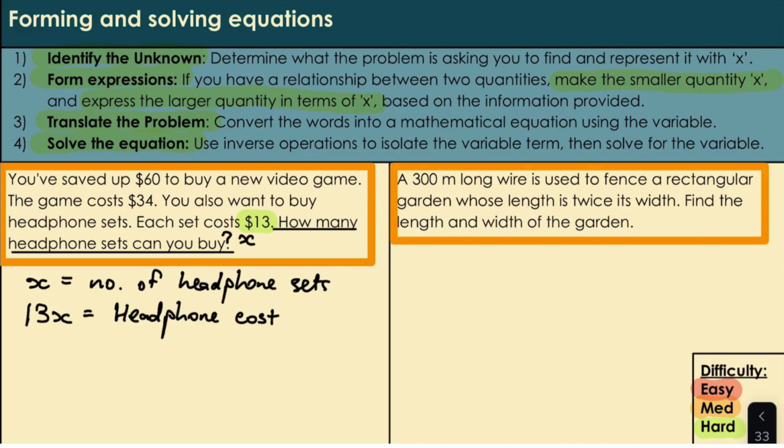Now we have to create our equation. Step number 3. So we know the following. The headphone cost is 13x. The game cost is 34, so I add 34 to 13x. And that will sum to the total money that I've saved up, which is 60. Now we simply need to solve this equation.